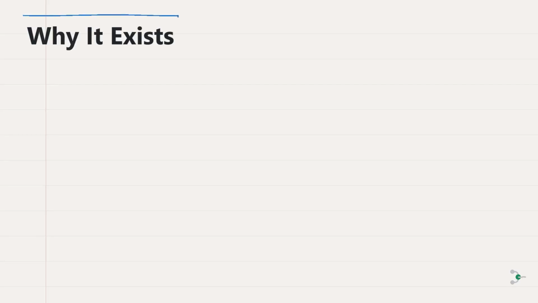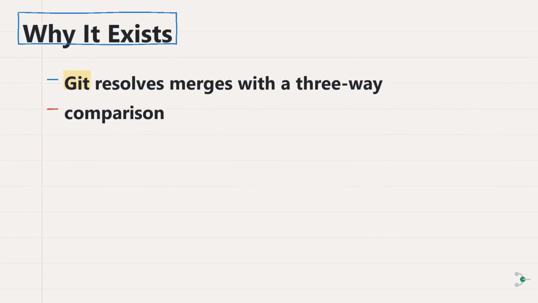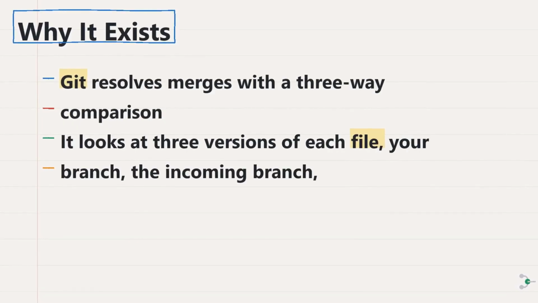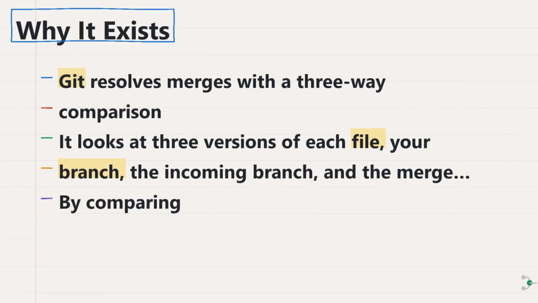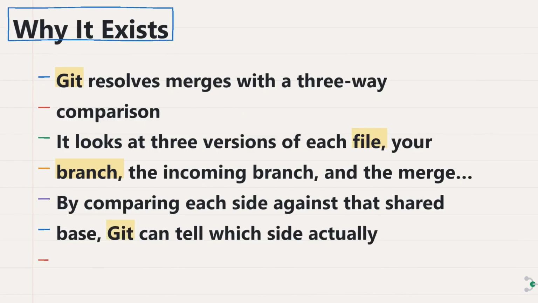Git resolves merges with a three-way comparison. It looks at three versions of each file: your branch, the incoming branch, and the merge base, which is their last common ancestor. By comparing each side against that shared base, Git can tell which side actually changed a region. It only declares a conflict when both sides change the same region in different ways, because then it has no basis to pick a winner.